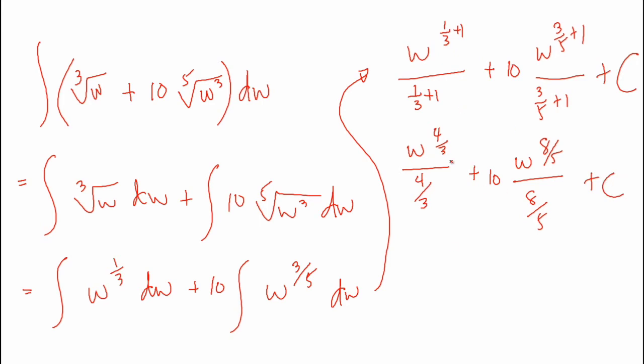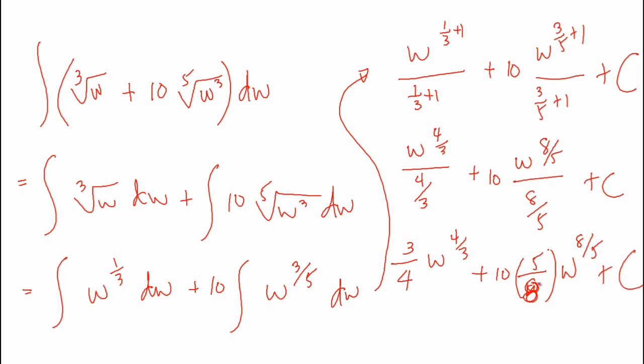But still, it's not yet our final answer. We have to simplify it. Based on our previous example, w raised to 4/3 over 4/3, we can rewrite as 3/4 w to the 4/3, plus this one we can have as 10 times 5 over 8, and w raised to 8 over 5, of course, plus C. But then we're not yet done.